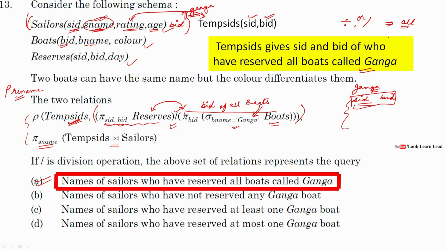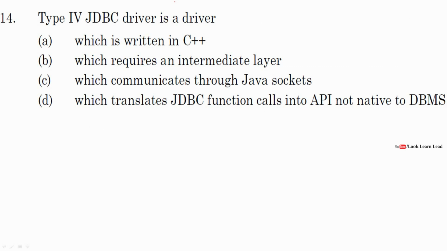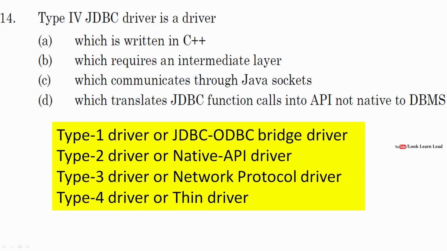Generally this would be our answer, but you have to solve everything. Okay, next, type 4 JDBC driver is a driver. Okay, there are options. Let's see, there are 4 types of JDBC drivers: type 1, type 2, type 3 and type 4. The type 1 driver is called JDBC ODBC bridge driver.